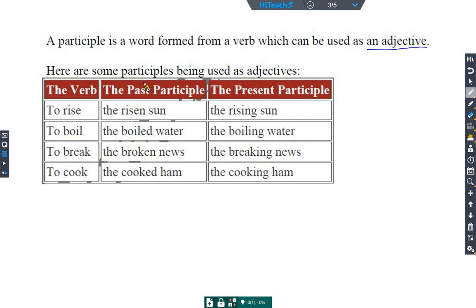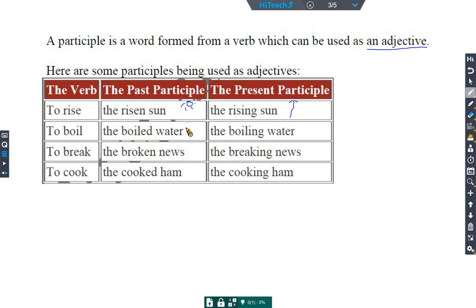First one, when we use participle as adjective, for example, the original verb is rise. Then the past participle, I use it as an adjective. I can say the risen sun. And present participle, I can say the rising sun. What's the difference between these two suns? A rising sun means the sun is going up slowly. So the risen sun means the sun is already up there. So these are the differences.